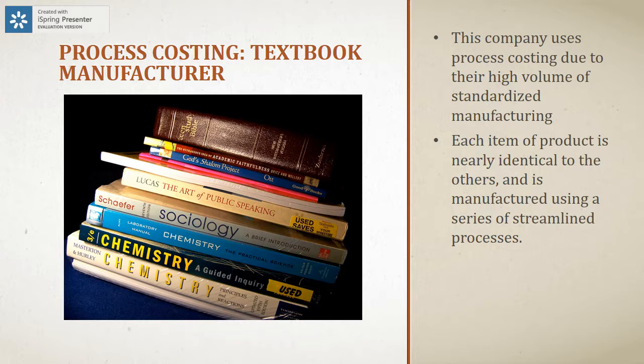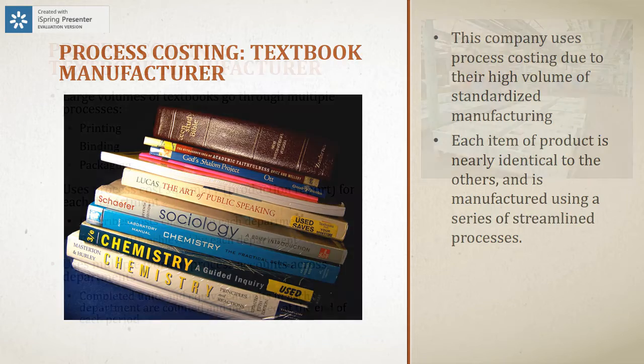We will be using the textbook manufacturer as a business example of process costing. This company uses process costing due to their high volume of standardized manufacturing. Each item of product is nearly identical to the others and is manufactured using a series of streamlined processes.